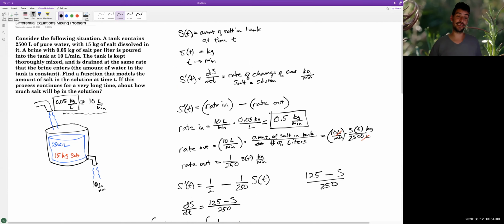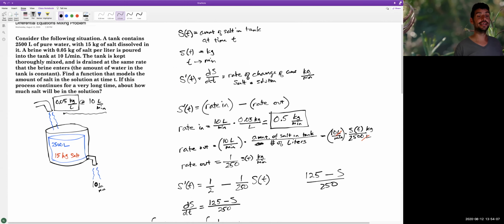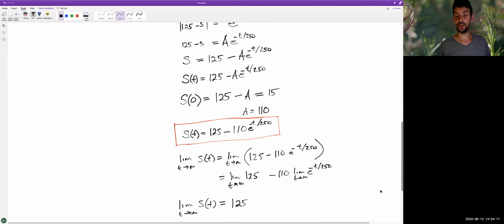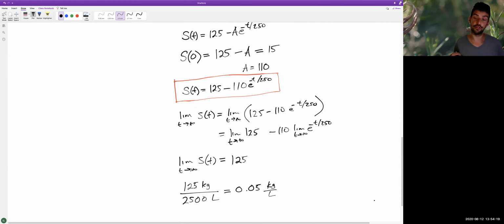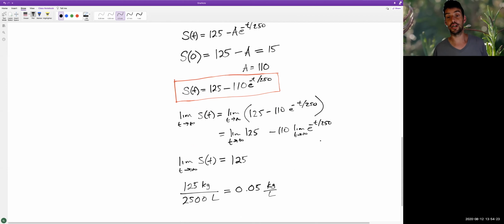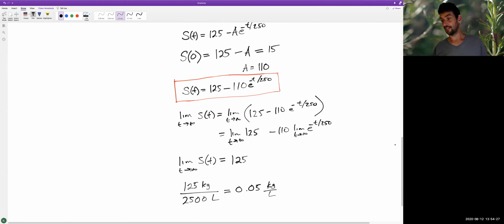We just keep putting in this concentration of salt water. The tank we're pouring it into starts to look more and more like that thing we're putting in. In the first minute, it doesn't, right? It starts out with a much smaller concentration, 15 per 2,500 liters, which is a smaller fraction. But as time goes on, we get closer and closer to that same concentration. Okay, that's it. That's a long one.